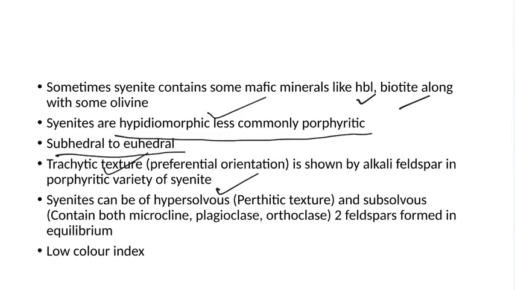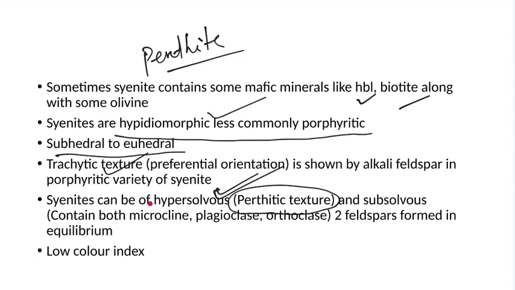Like that, in the case of granite you have known the hypersolvus granite and subsolvus granite. In the case of syenite, you have hypersolvus syenite and subsolvus syenite. The hypersolvus variety will show perthite, antiperthite, mesoperthite texture. What is perthitic texture? This is perthite texture. The hypersolvus will show perthite texture.